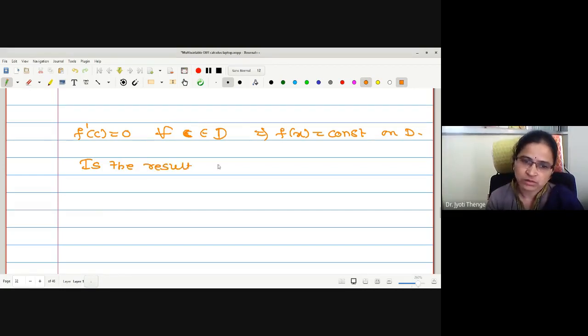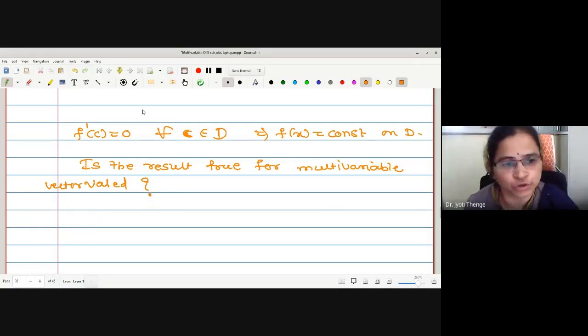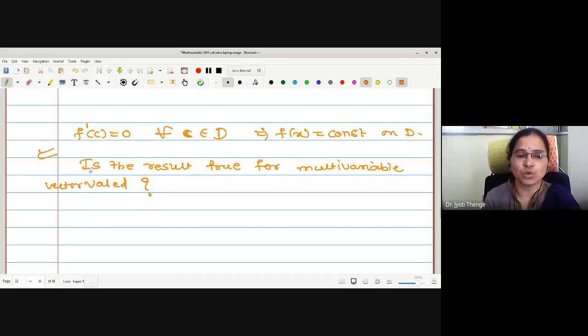Now the question arises: is the result true for multivariable vector valued functions? Actually we are going to prove that the same kind of result holds for multivariable vector valued functions, but provided we restrict the nature of the domain, and the nature of the domain is a connected subset.